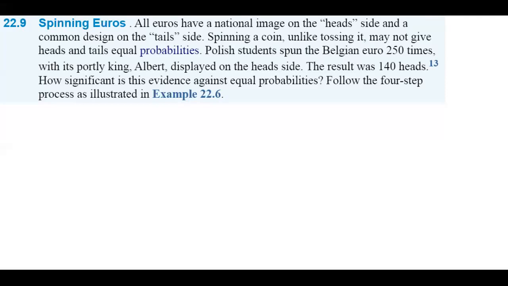The result was 140 heads. How significant is the evidence against equal probability? Follow the four-step process as illustrated in example 22.6. The four-step process is to state, plan, solve, and conclude.